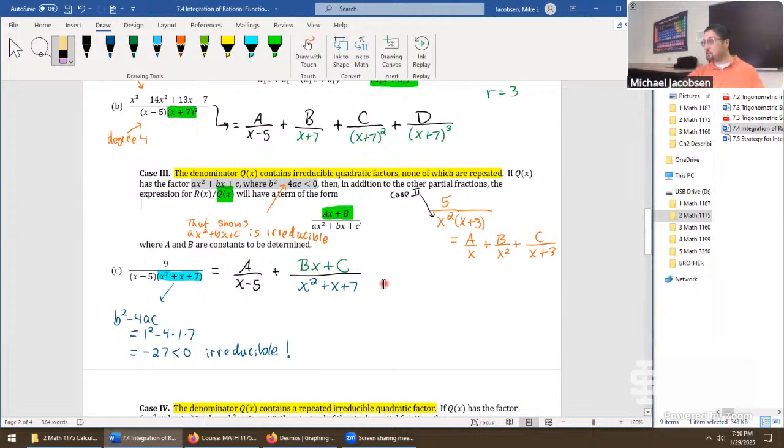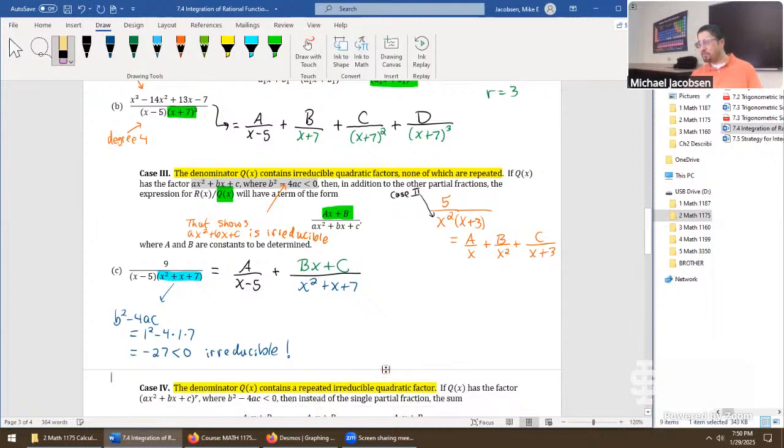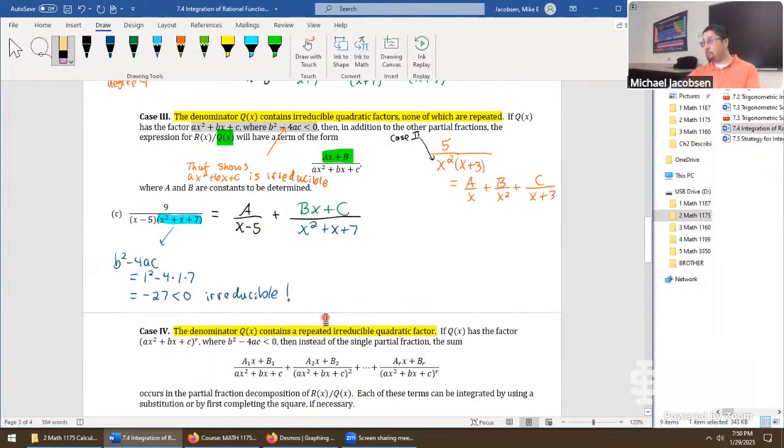Okay, we're getting through them. So the last possibility, case four. Case four is a tough case because you are dealing with something that's irreducible, but it's a repeated irreducible factor. This is the one case where actually solving for those coefficients does become a little dicey.